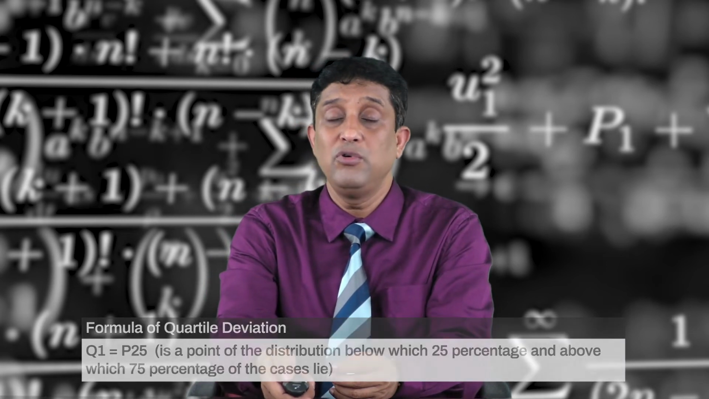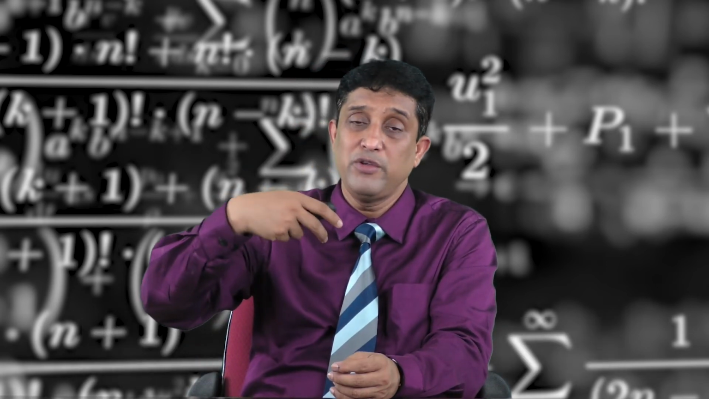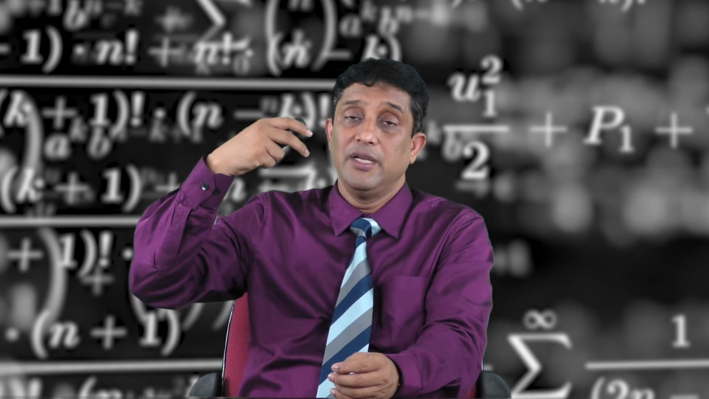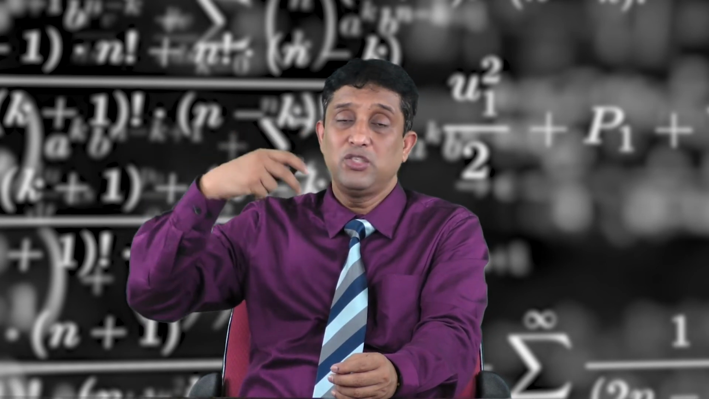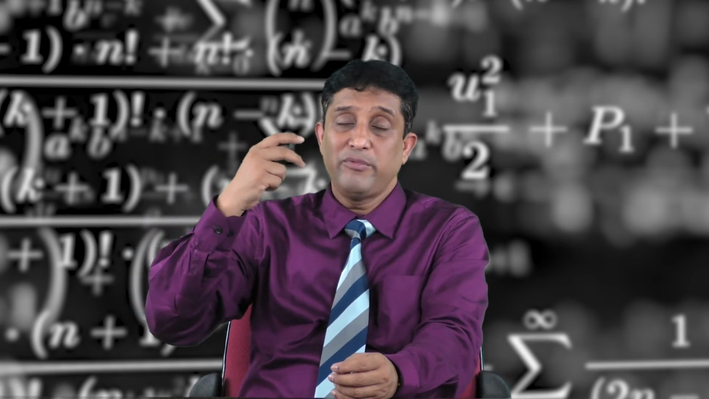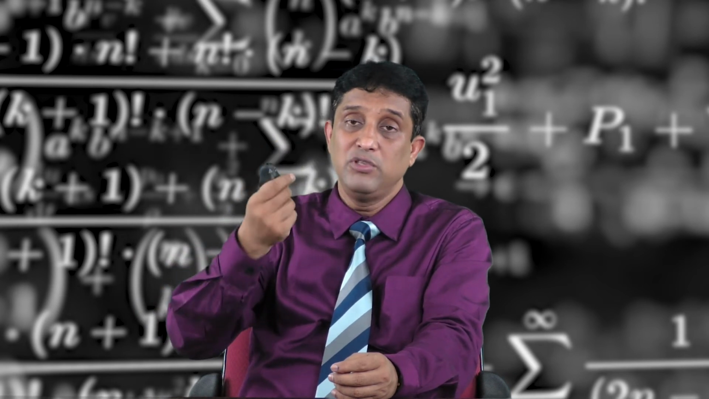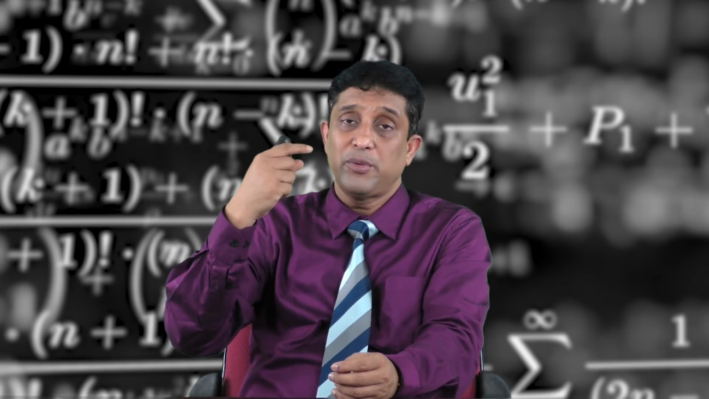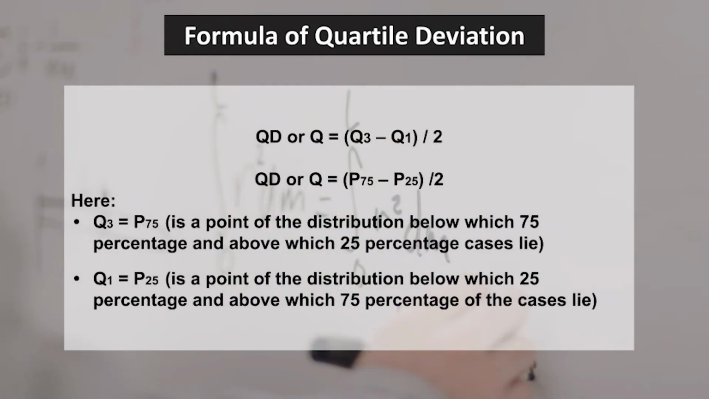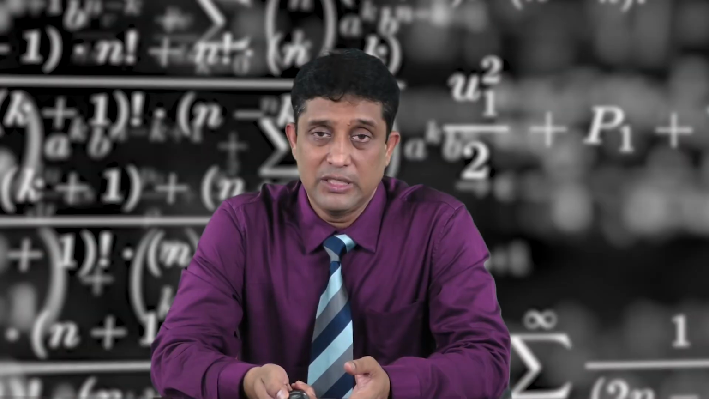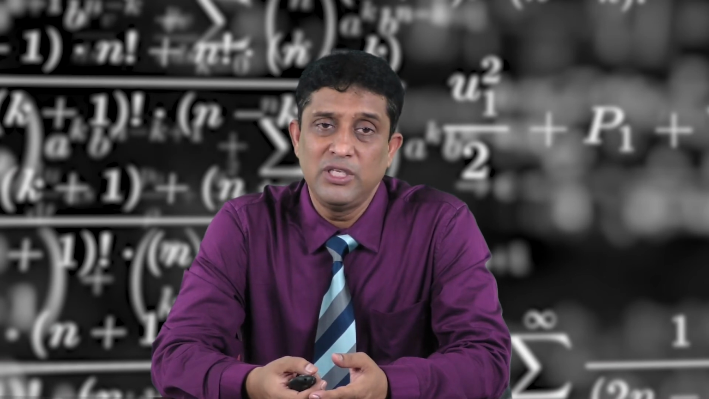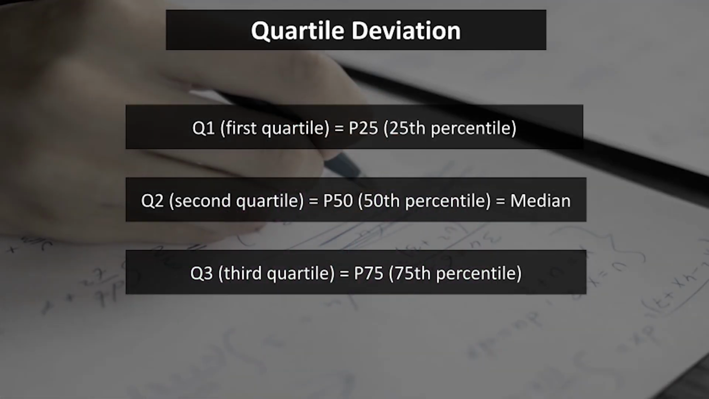So what you have to do, first after getting the scores, you have to arrange the scores in descending order, highest to lowest. And then you have to find out Q1, then Q3, then you have to subtract Q1 from Q3, then you have to divide it by 2. So that will be the quartile deviation.